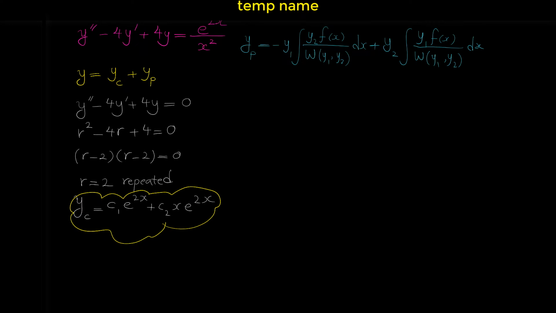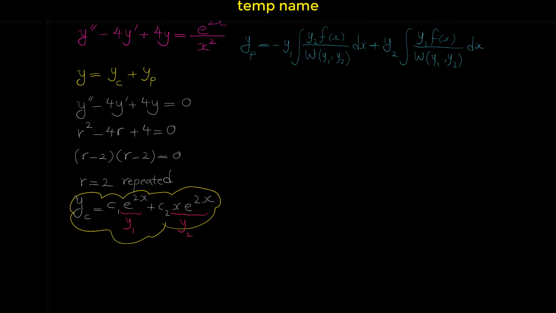But what are y1, y2, f of x, and the Wronskian of y1 and y2? y1 and y2 are the two functions that we found here. y1 is e to the 2x in this example, and y2 is the other function that we found in the complementary solution. So y1 is e to the 2x and y2 is x e to the 2x. f of x is the function on the right side of the equation. So e to the 2x over x squared is f of x.